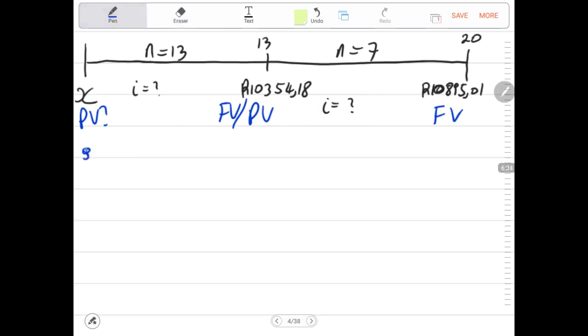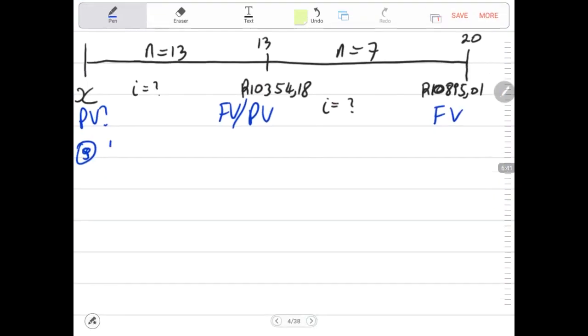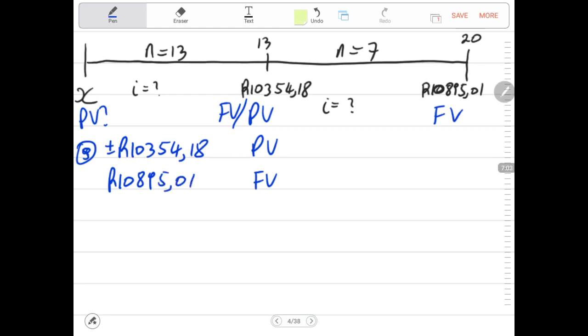Now we do number G. I think that is number G. Yes, it is number G, effective rate of interest. We say plus minus 10,354 and 18 cents is our present value. Then our future value is equal to 10,895 rand 1 cent. Then we say our N is 7 divided by 12.